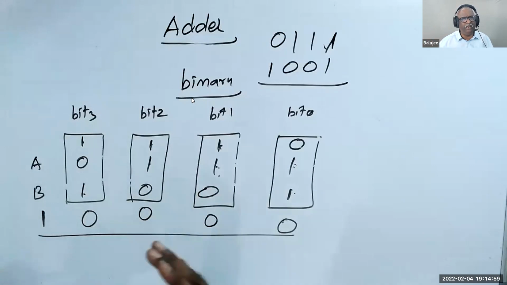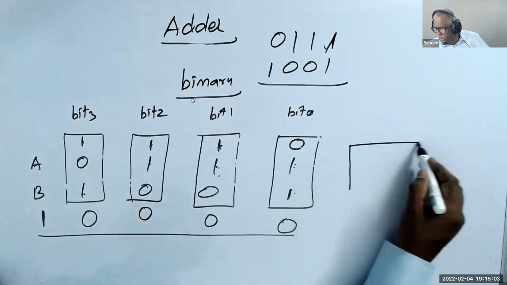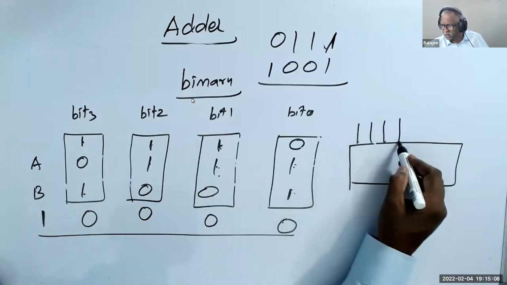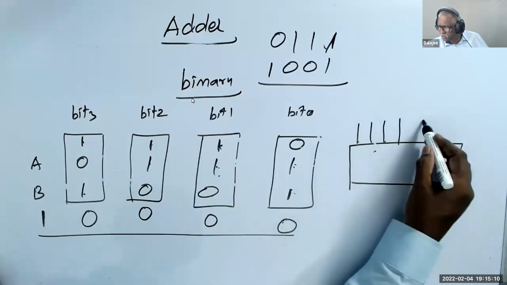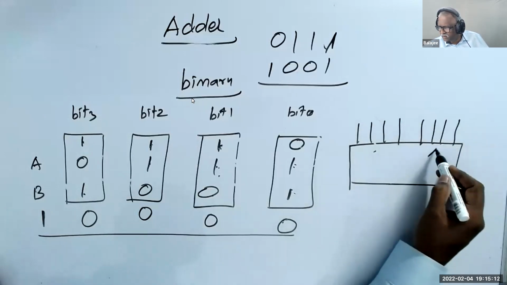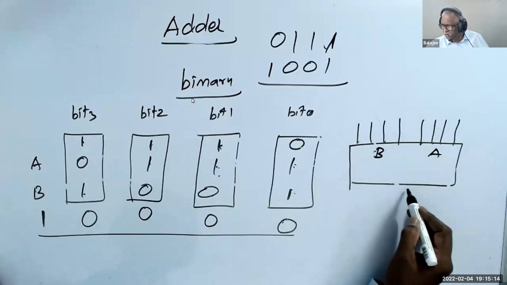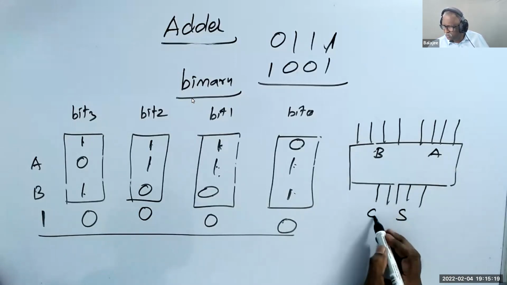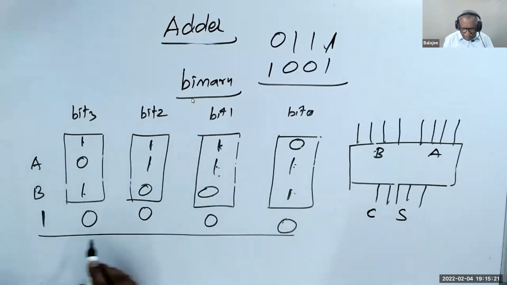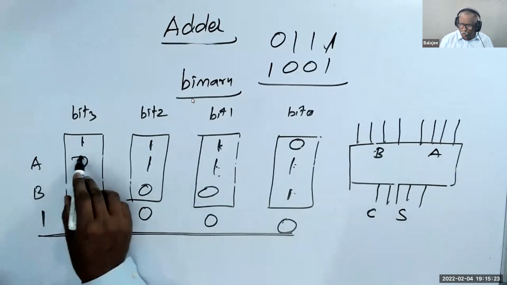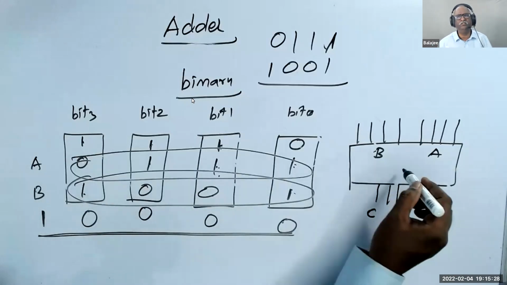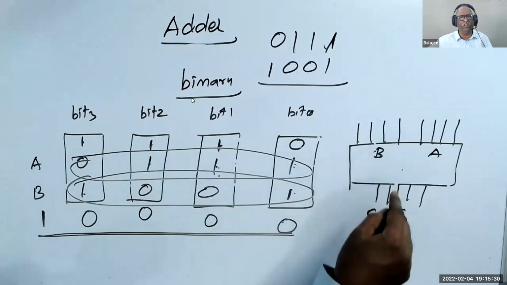If I do the same thing in a block, I have a 4-digit number, 4-bit number, A, then B, and sum, and carry. Do you understand that? Now I got a 5-digit result. I have 2 numbers I'm giving to the box. This box is going to give you the output.